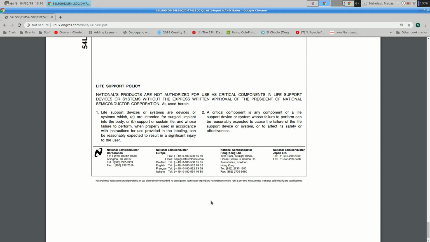And then in tiny little print at the bottom, I don't know if you can read it in the back, basically says we're not responsible for what happens when you use our chips. It actually says National does not assume any responsibility for use of any circuitry described. No circuit patent licenses are implied. National reserves the right at any time without notice to change said circuitry and specifications. So they're not liable for typos either.